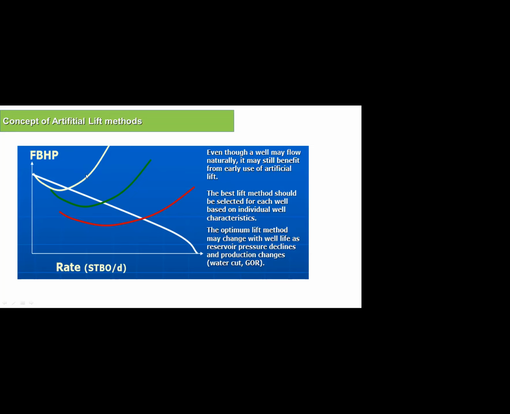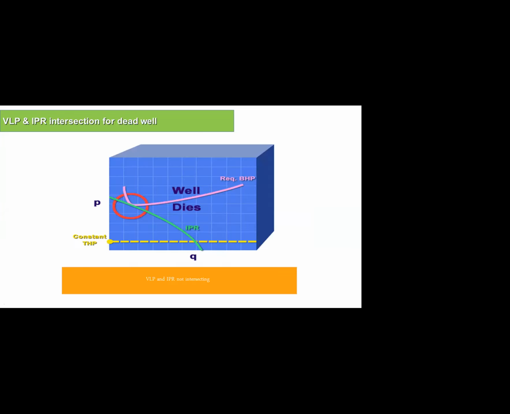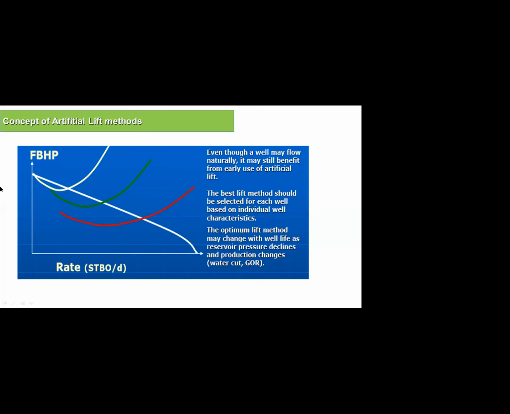For example, imagine this well, this IPR and this VLP, the outflow performance relationship. Imagine this well is producing with only like 200 and it's not economical for me. I want this well to have more rate. So I can introduce a certain artificial lift method in order to change it from this to be like this. Here it will produce 1,000 barrels or like 2,000 barrels. So with artificial lift, I can do one of two things. Either a well that's dead, that cannot produce naturally, I can make it produce, or I can increase the rate of the well itself to be more economical. So this is the concept of artificial lift.